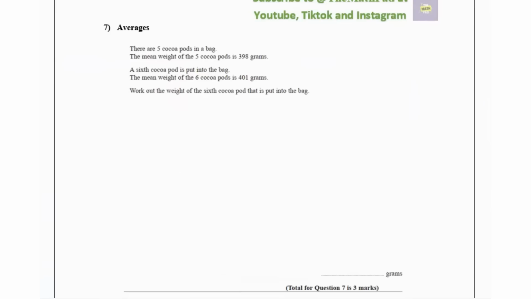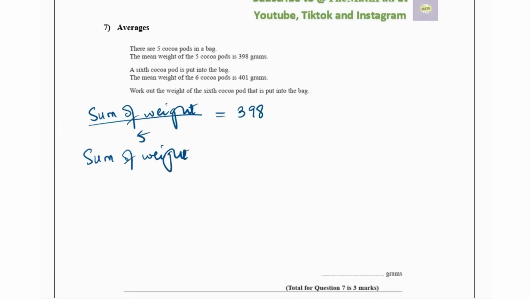So for 5 cocoa pods, the weight is 398. So sum of weight for the 5 cocoa pods divided by the number of cocoa pods, which is 5, equals 398. This is your mean weight. So sum is going to be 398 multiplied by 5, which gives us 1,990 grams. Then we do the same thing for the 6 cocoa pods.